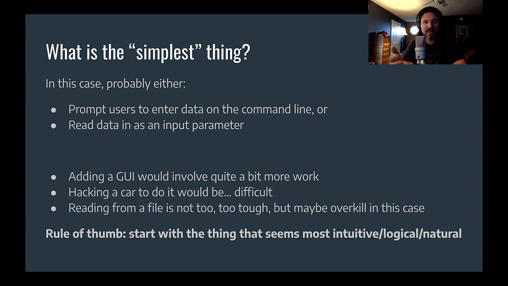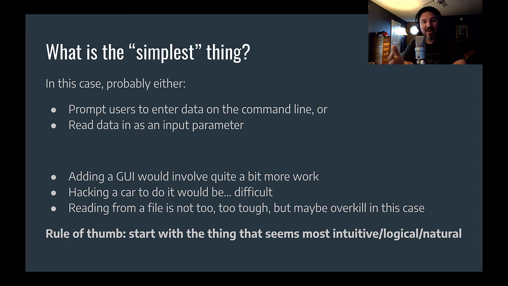My guess, right, my estimation is that the easiest thing is either to prompt users to enter the data on the command line, or read data in as an input parameter. One of those two things. I'm actually going to do something even simpler on my first iteration, which is just to hard code the number. But that doesn't really satisfy the problem, because it does say that there should be some sort of input as well as output. Adding a GUI would probably involve a bit more work in this case than just doing one of the two things I referred to above.